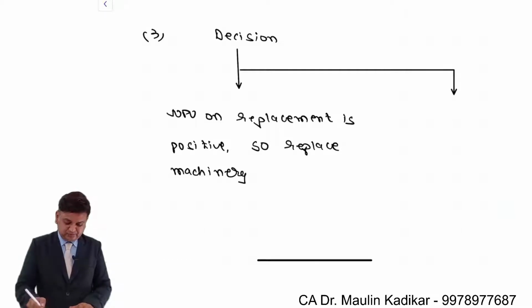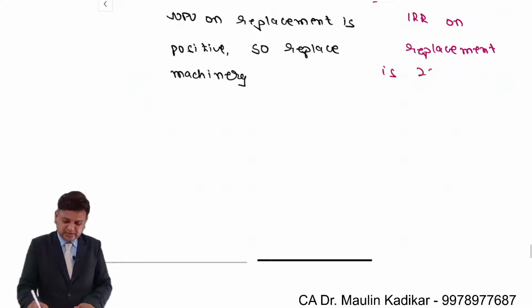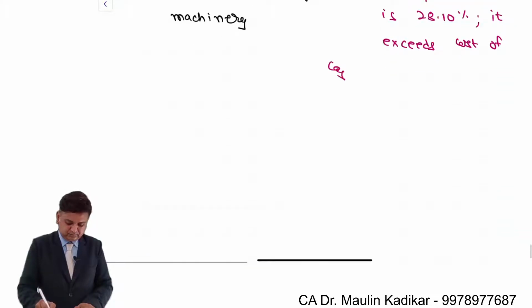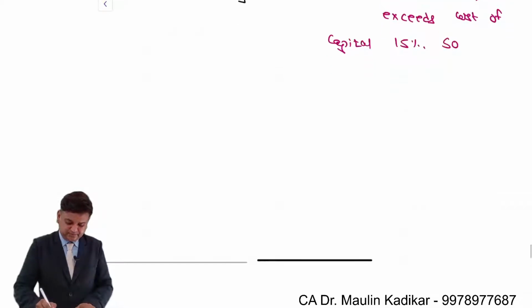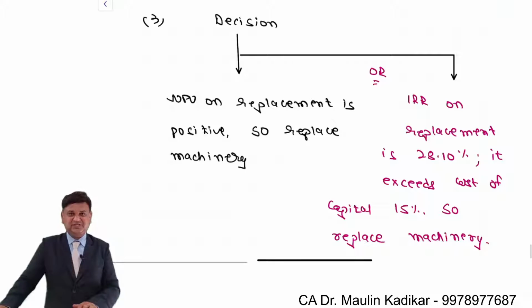Or otherwise, you can write the answer like this also: IRR on the replacement is 28.10%, it exceeds the cost of capital of 15%, so replace machinery. So either of the ways you can write the answer, and this is the way you can write the decision.